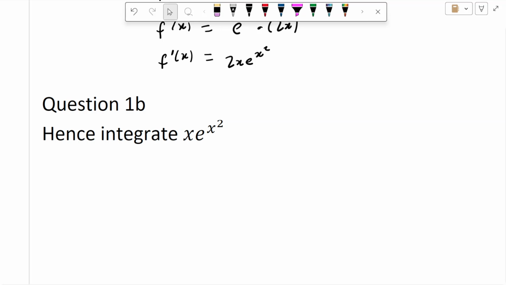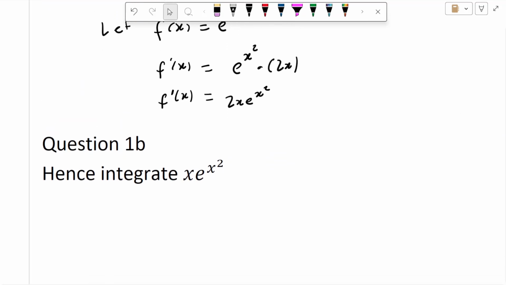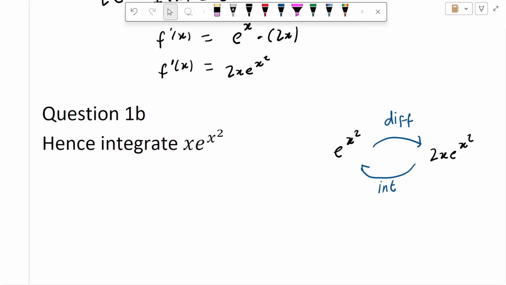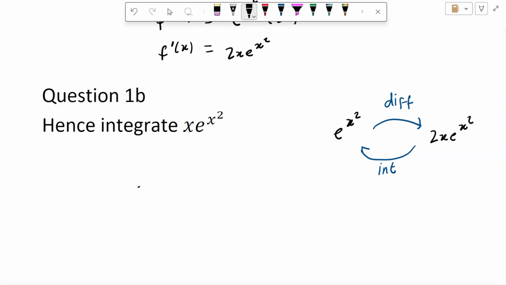Okay, so we know something from part A. If I take e to the x squared and I differentiate it, in part A I showed that I get 2x e to the x squared. So in theory, if I integrate 2x e to the x squared, I should get e to the x squared. So from A, we've got that the integral of 2x e to the x squared is e to the x squared.